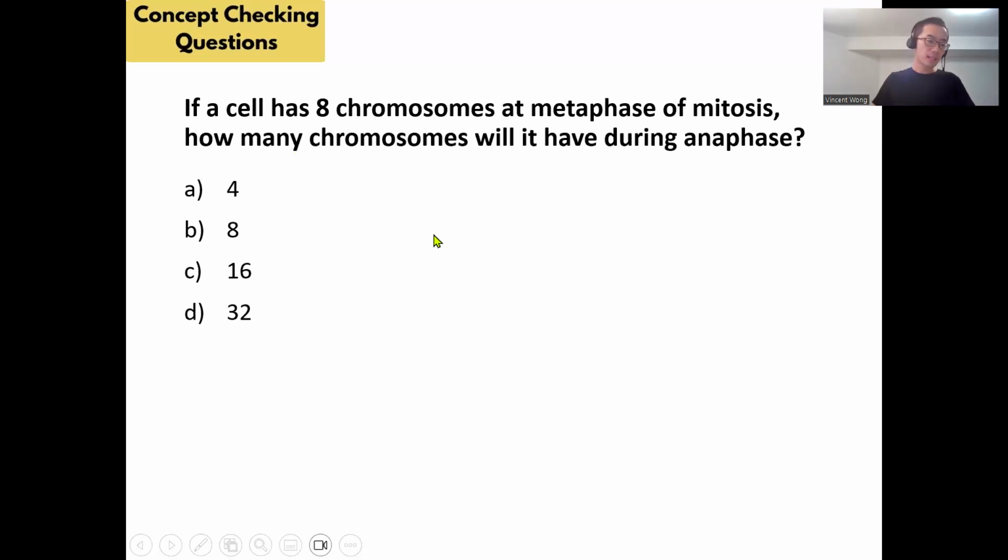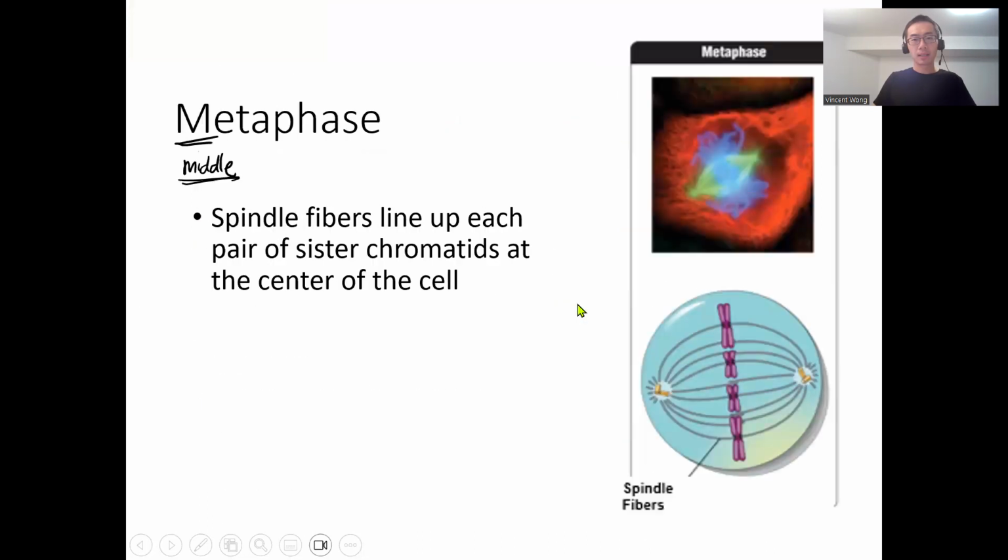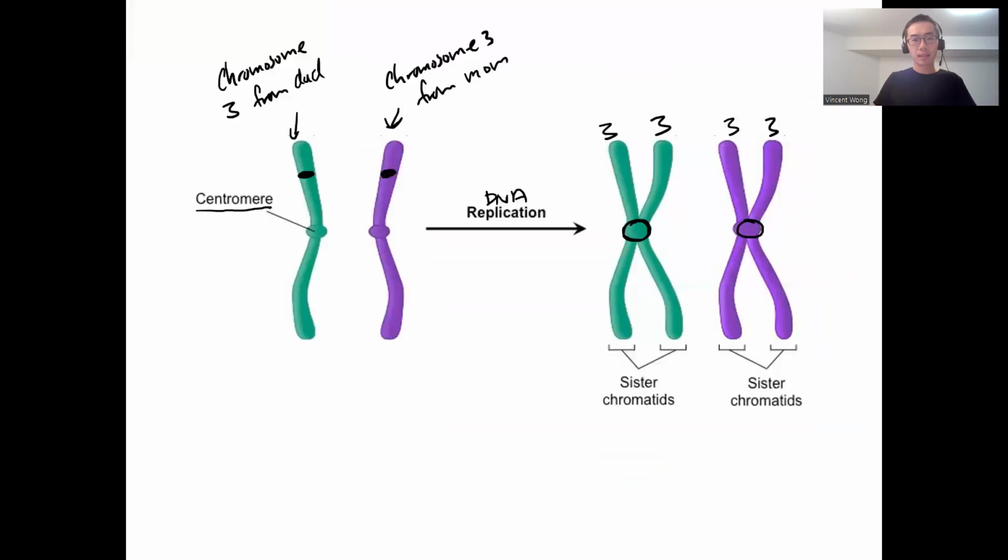Yeah, this is a hard question. Let me go back a little bit first. You have to do this with me in order to understand it. This is before division. How many chromosomes do you see here? It's not a trick question. Just tell me the obvious answer. How many chromosomes do you see? Two, right? Hopefully you say two.